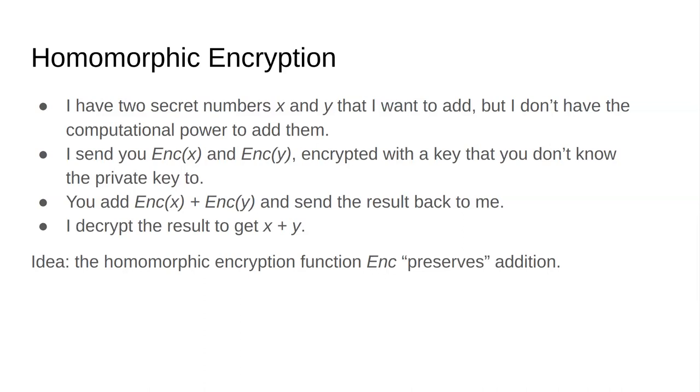Okay, so what can we do in that case? Instead of sending the two numbers to them, I'm going to encrypt those numbers, like with a hash function. I'll encrypt them with a key that you don't know the private key to. After encrypting, I send you the encrypted version of those numbers. And then what you are meant to do for me is just add the encrypted versions together. When you add the encrypted versions of those numbers together, you will get an encrypted result. Then you send back the encrypted result to me, and I will decrypt it to get X plus Y.